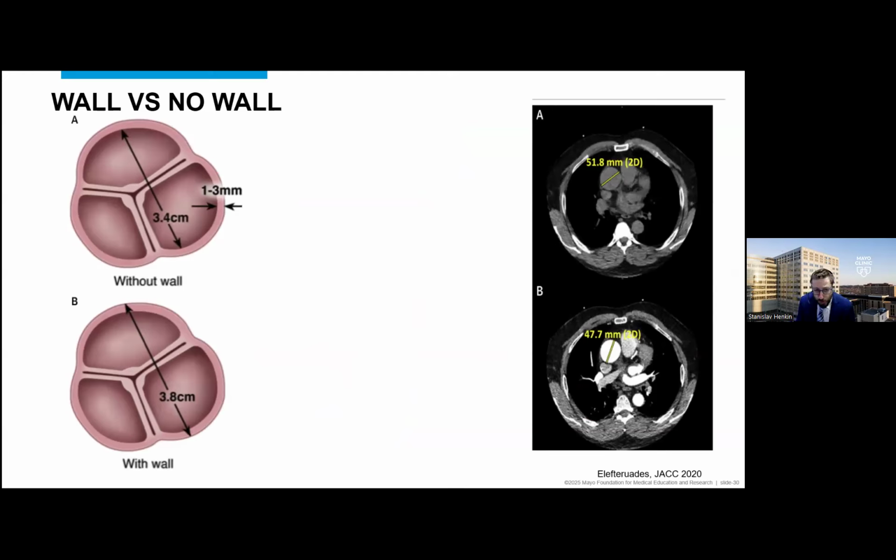And so with non-contrast CT, you're measuring the wall plus the inner diameter, and the wall can be 1 to 3 millimeters depending on the patient. So without the wall, you can get a measurement here of 3.4 centimeters. With the wall, it's 3.8. That's a pretty big discrepancy. And I show you an example of a CT without contrast that's measuring an aorta of almost 5.2 centimeters, and based on new guidelines, we should be thinking about doing something about this. But when you get a CT scan with contrast, you can now see clearly that the aorta is measuring under 4.8 centimeters. So CT with contrast is an important first step.